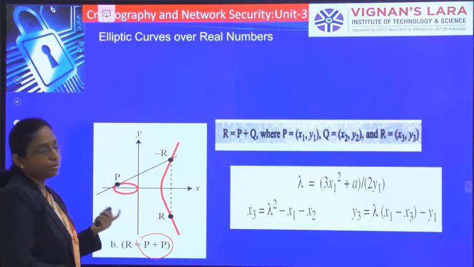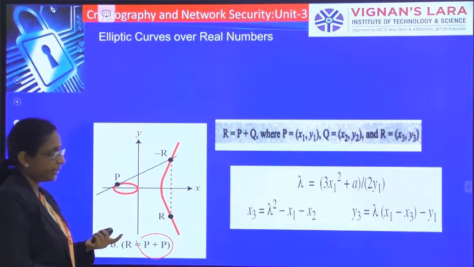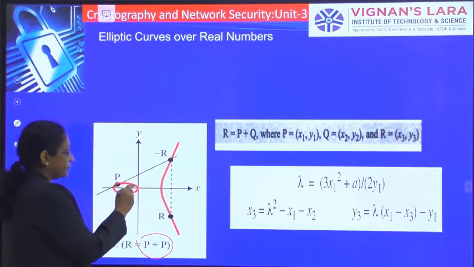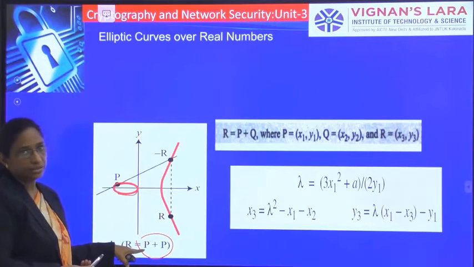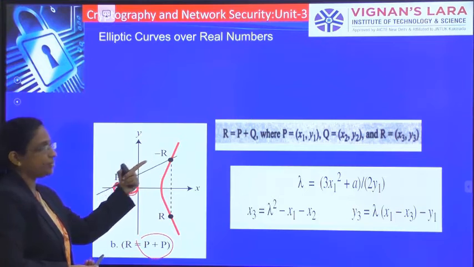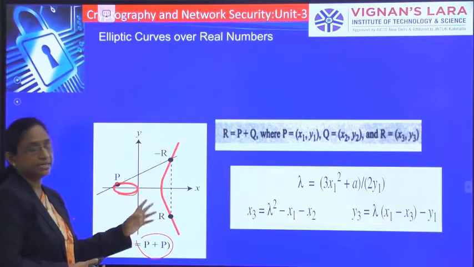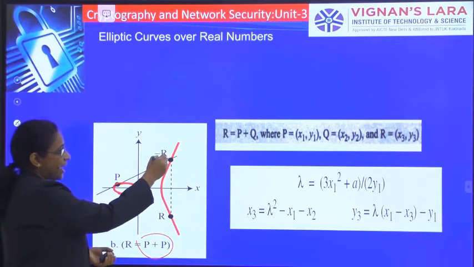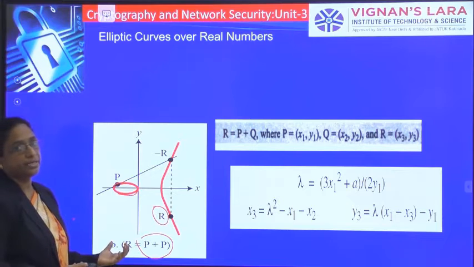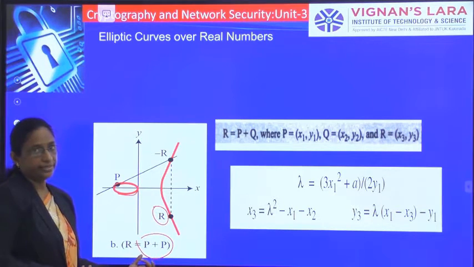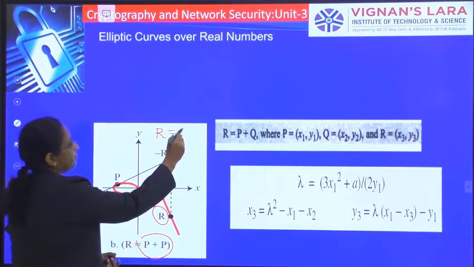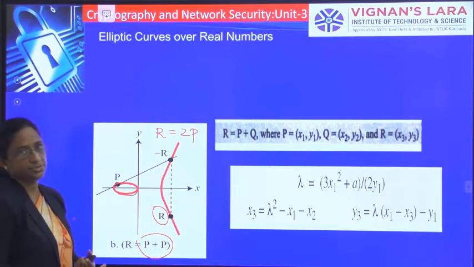Similarly, if you want to double the point, suppose the point P is on the curve. I take a point P on the curve, and through this point I draw a line such that it intersects the curve at minus R, and from this minus R I do a reflection. Whatever R value I get will be the resultant of doubling the point. So R is equal to 2P, in the sense P plus P.